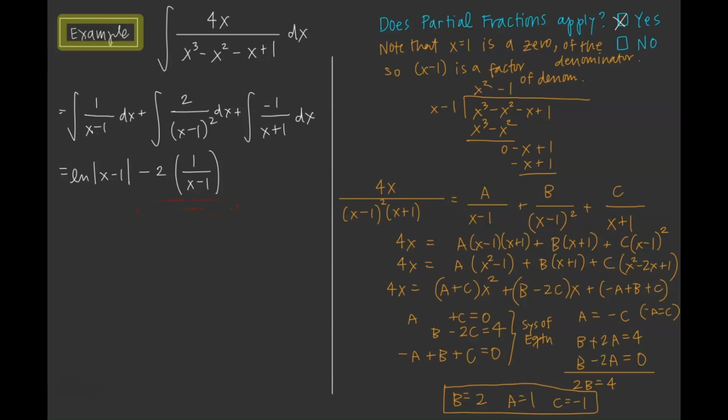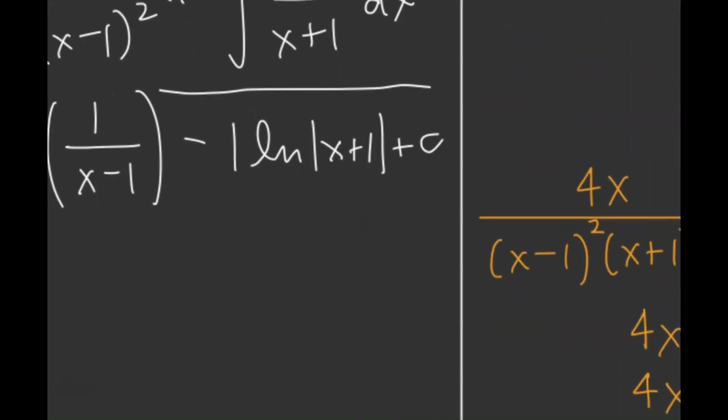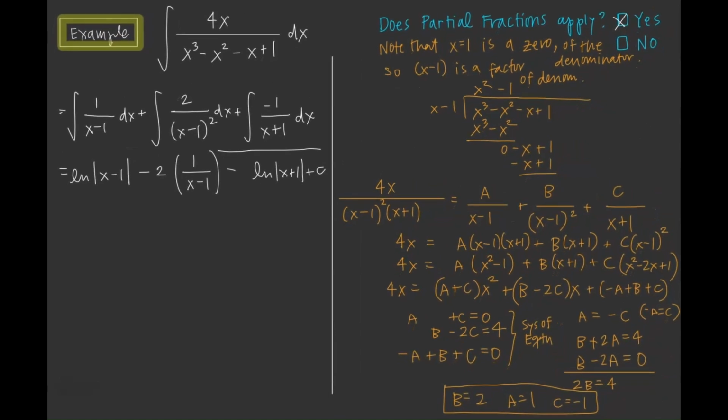Okay, and then we have this minus 1 and natural log of x plus 1 plus a constant. Don't really need the negative 1 right here, so we'll take that out. This is a fine way to write it.